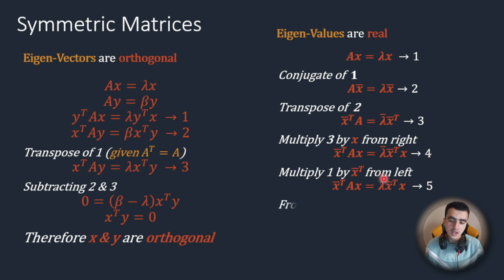So here we can find from 4 and 5 that lambda will be the same as lambda conjugate. Because if we knock off these two values, lambda will be equal to the lambda conjugate. So in that case, there are no complex values, and the conjugate is the same as the real value.